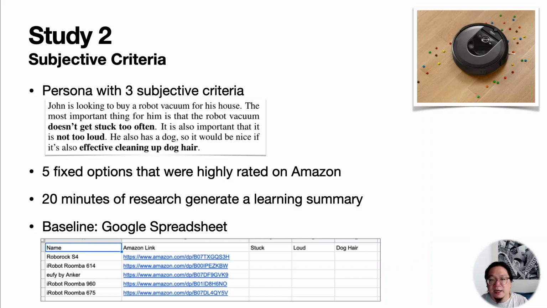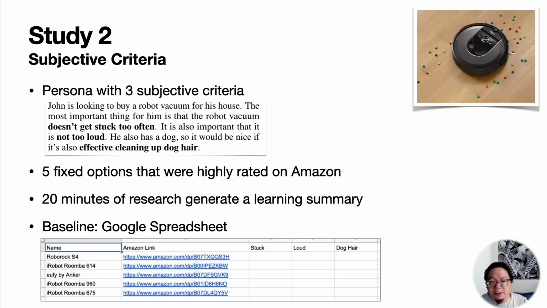Included that the model should not get stuck too often. It should not be too loud. It also should be effective when cleaning up dog hair. I also gave each participant 5 fixed options that were all highly rated on Amazon with hundreds of reviews. For the baseline condition, we compared MASH to Google Spreadsheet as a between subject condition. Google Spreadsheet is a tool that people commonly use to support this type of research based on our preliminary survey.